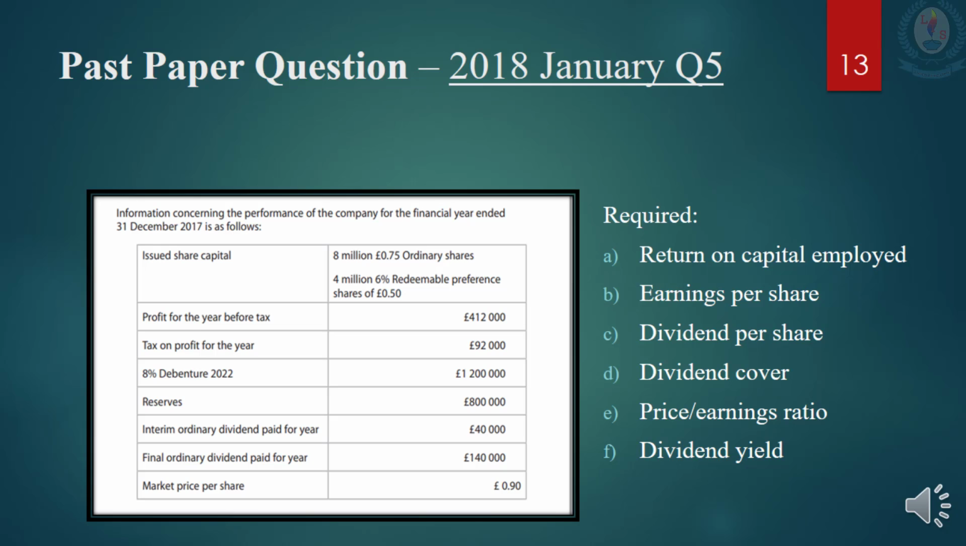Now we are going to start a past paper question. 2018 January question 5. Before starting the question, read the previous slides and understand while listening. Okay, now we will start. This question requires us to find the ROCE, earnings per share, dividend cover, price earnings ratio and dividend yield. Look at the information given on the left side of the slide. Now we will carefully pick the necessary amounts required for each formula.